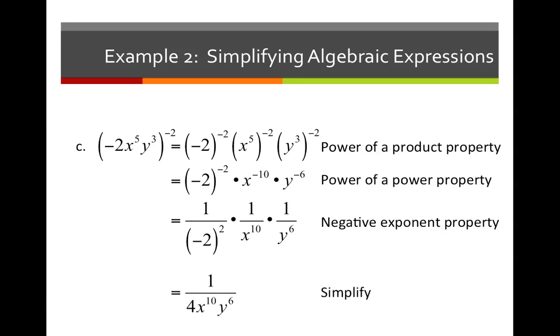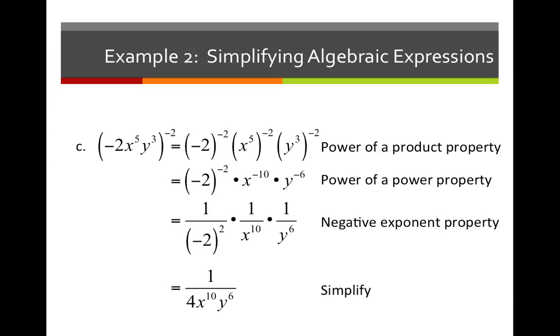Okay, and now if we just do a little bit of simplifying, our negative 2 squared is going to become 4. And then 4, x to the 10th, and y to the 6th are all going to make up the denominator, and we'll keep a 1 in our numerator. So 1 over 4 x to the 10th y to the 6th will be our final simplified answer.